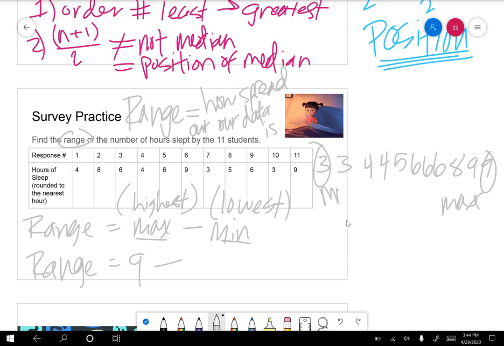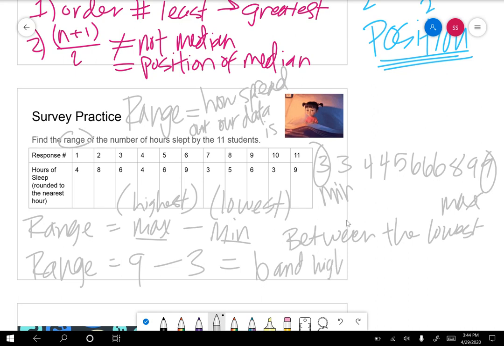So the range in this case is going to be the maximum, which is 9, minus the minimum, which is 3. That was a really long subtraction sign. So 9 minus 3 is 6. So now this doesn't mean everyone got 6 hours of sleep, right? This means that between the lowest and highest number of hours slept is 6 hours.